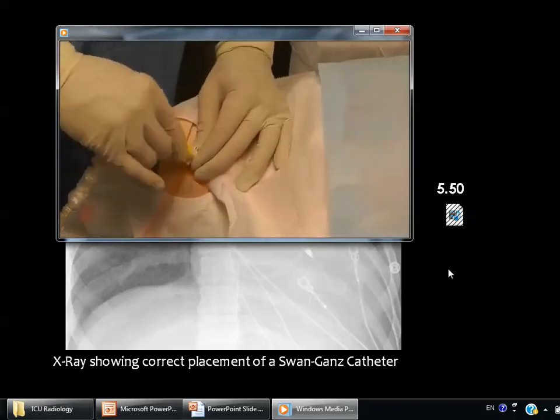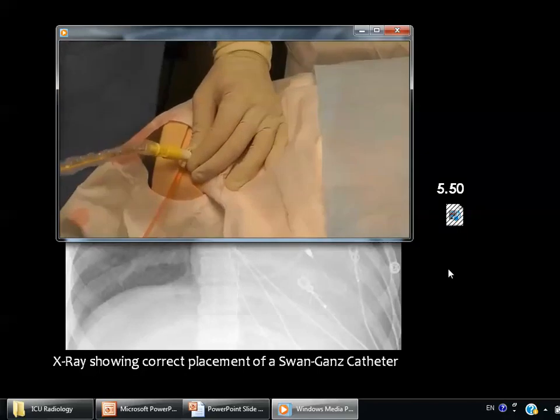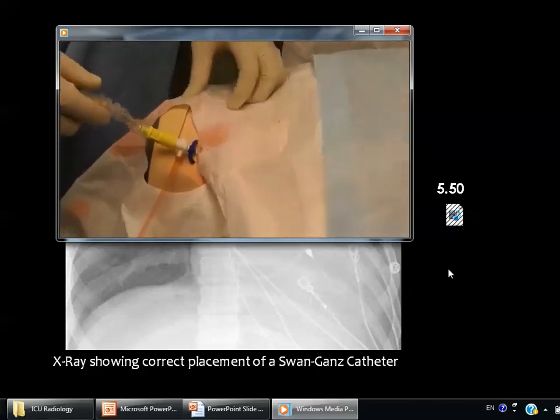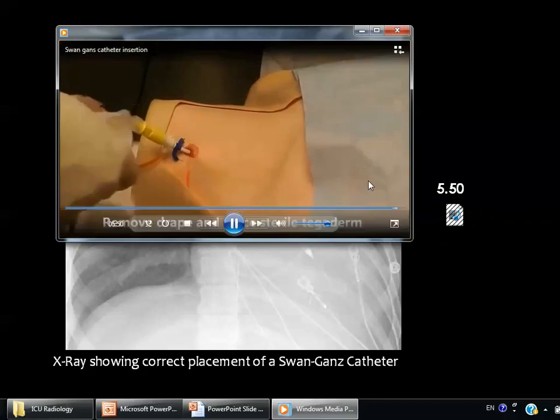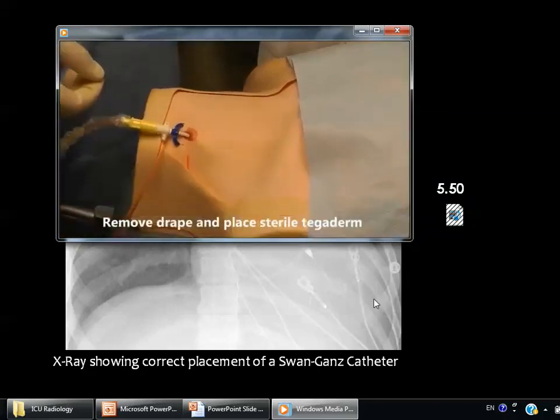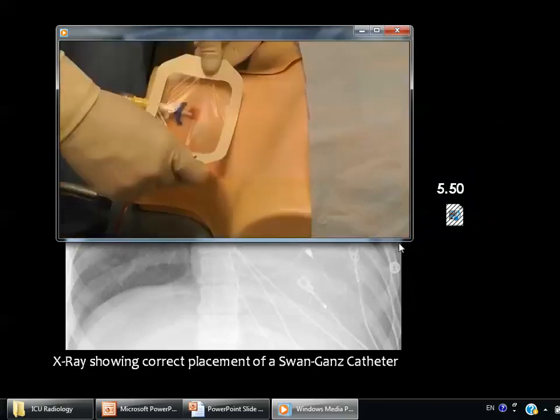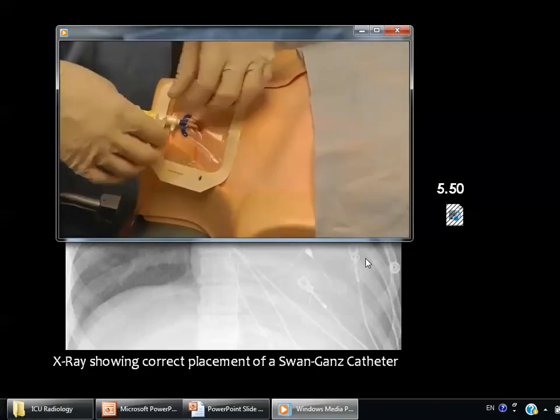Okay, so once that's floated, I'm going to put that cap on. We're ready to go. I can take this drape off. Alright, now I'll take a sterile Opsite, please. Just to prevent infection. There we go. We're ready to go.